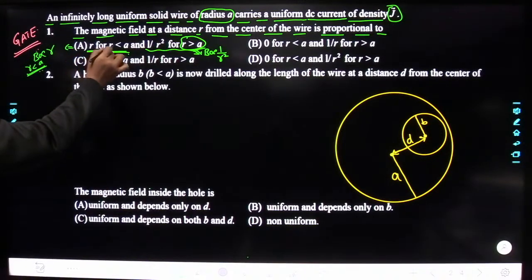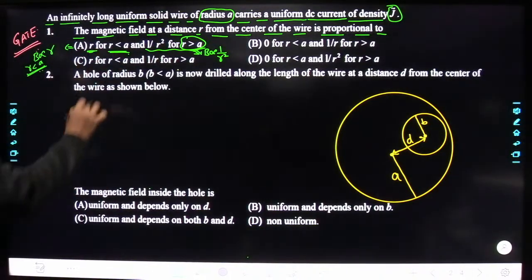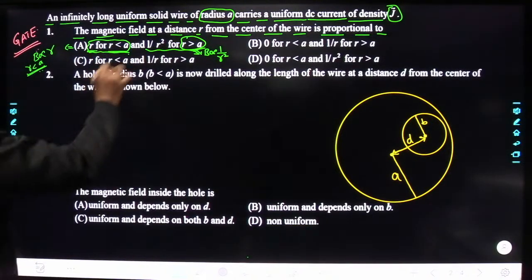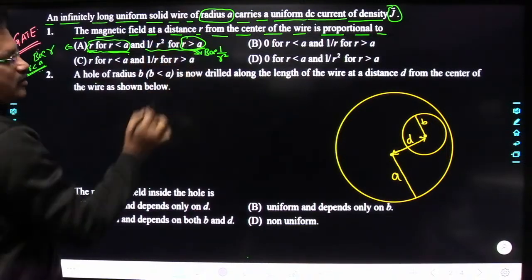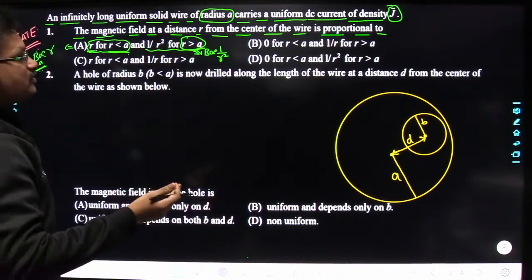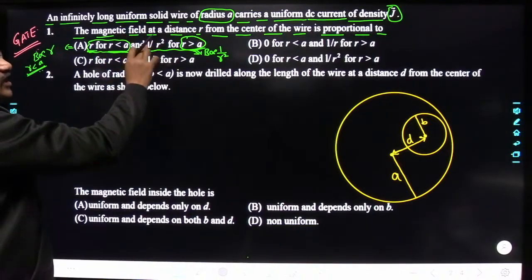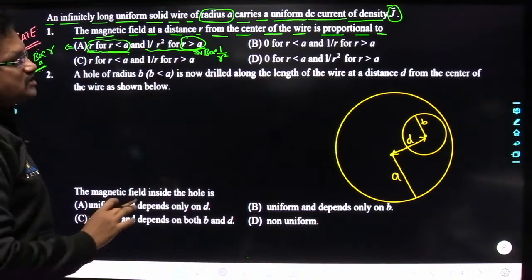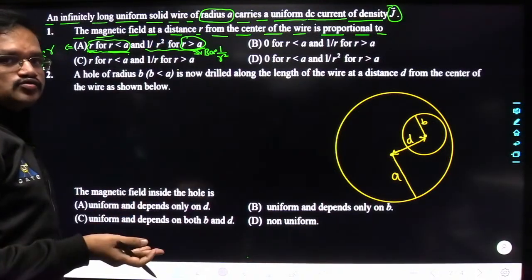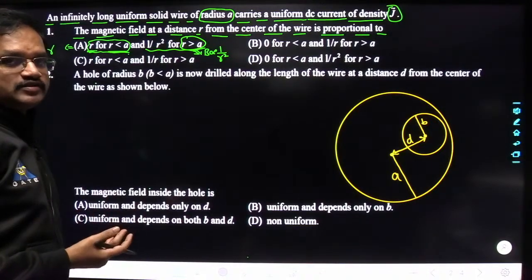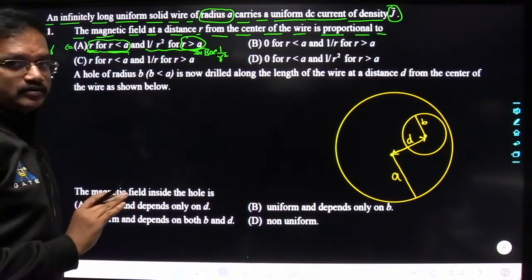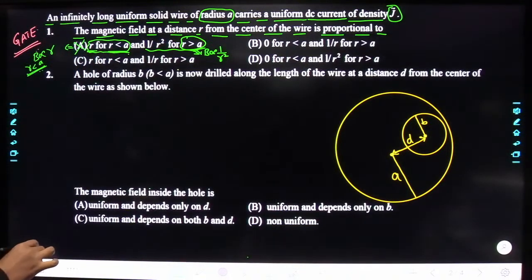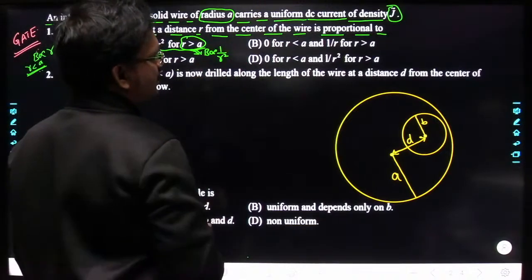They have given it is proportional to r for r less than A. So this one is correct here. But here they have given 1 by r square for r greater than A. That means outside the wire, they have given that the magnetic field is inversely proportional to r square. So this is wrong. Why? Because the B field outside the wire is inversely proportional to r, but not r square. Right. So option A is wrong.